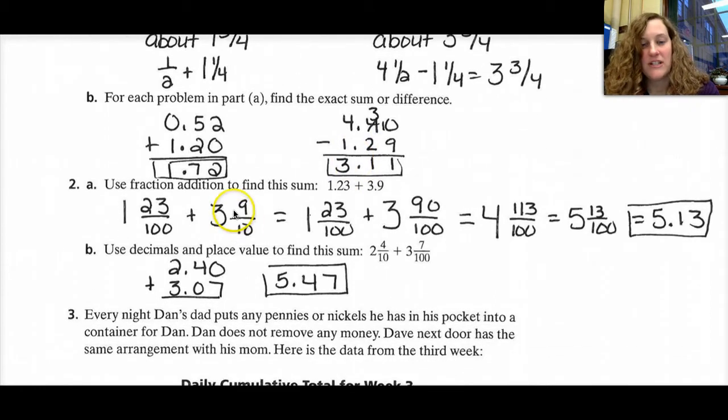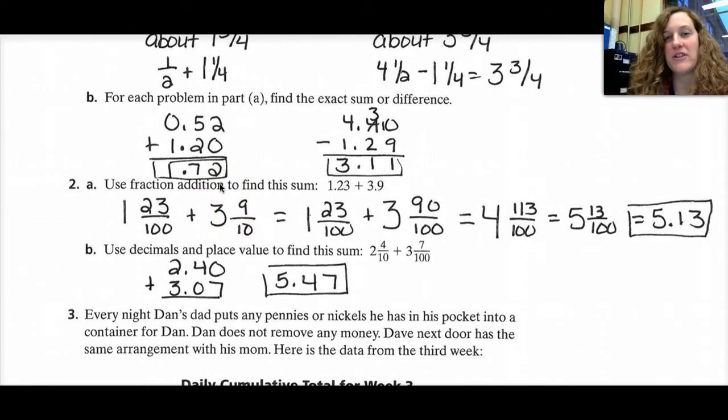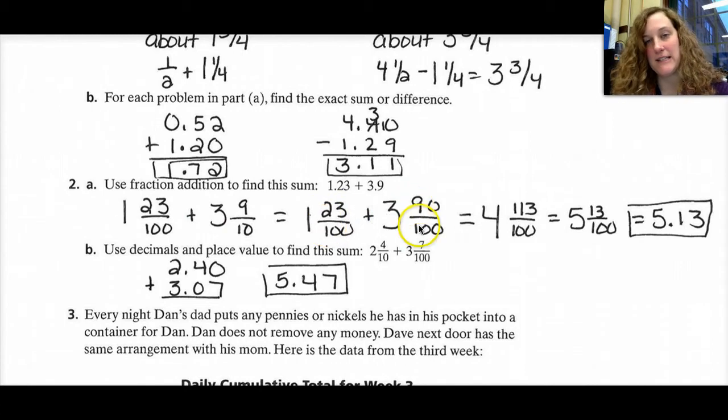Use fraction addition to find this sum. What they're saying here is convert it into fractions with common denominators. So 1 and 23 hundredths plus 3 and 9 tenths is the same as 1 and 23 hundredths plus 3 and 90 hundredths. We just change our 9 tenths to 90 hundredths.